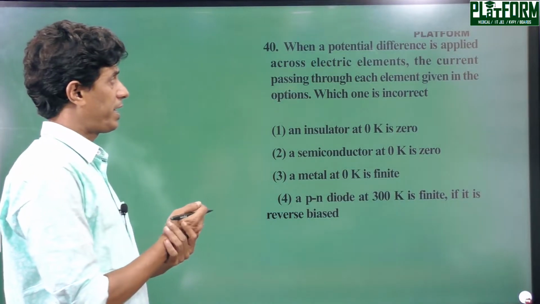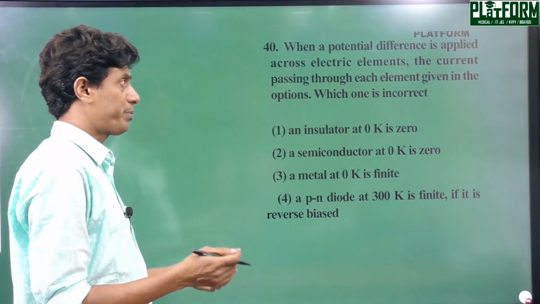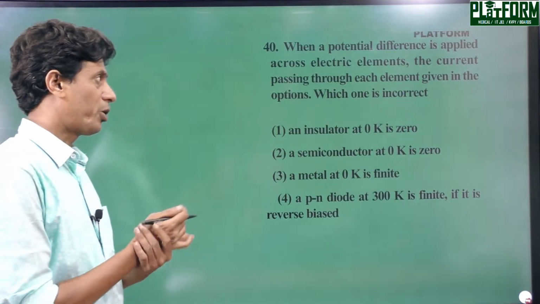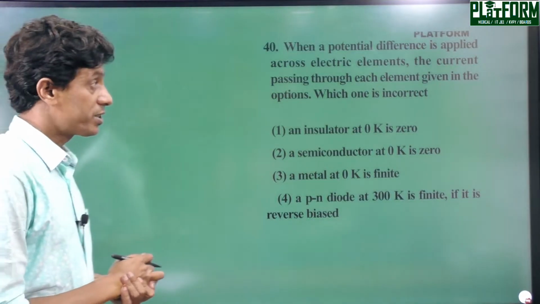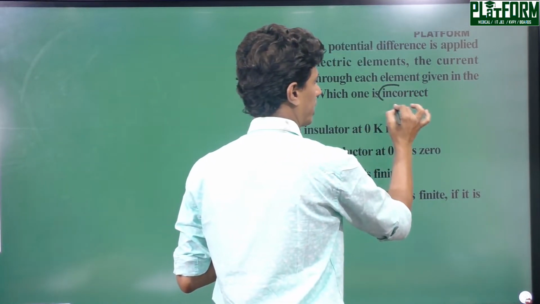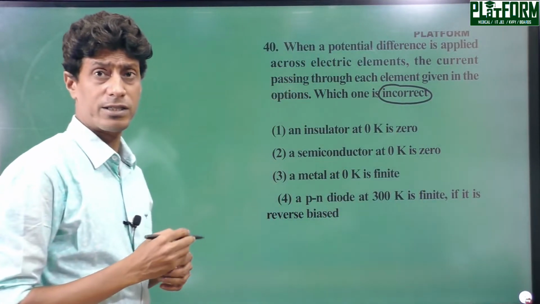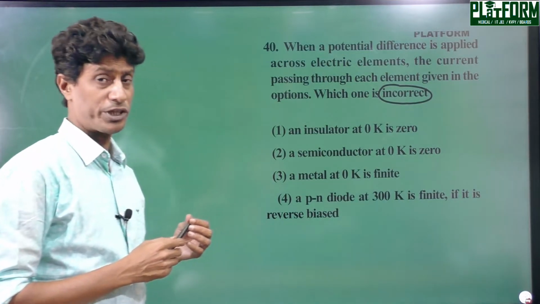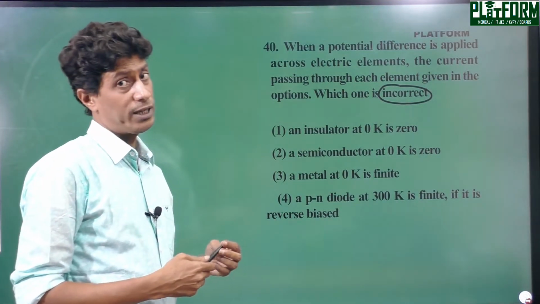When a potential difference is applied across the electric elements, the current passing through each element is given in the options. Which is incorrect? We have to find the incorrect one. That is, the right statement is not the correct option; the wrong statement is the correct option here.